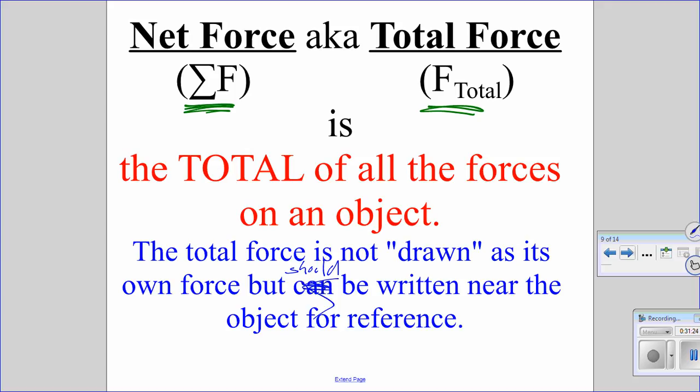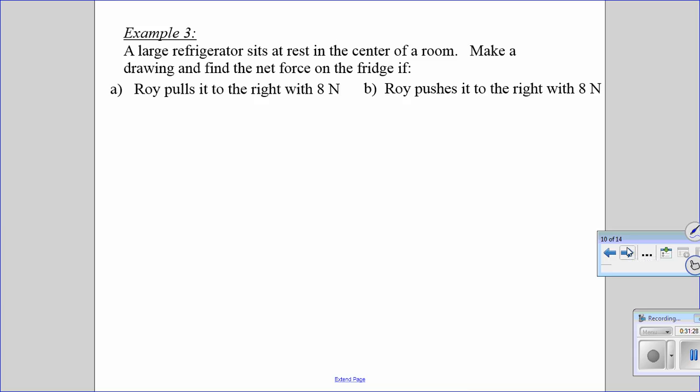All right, we are almost done then. The only thing we've got left here is some simple examples of finding net force. At this point, everything we're going to do is horizontal forces, so you're literally just adding a positive, maybe two positives or a positive and a negative. This first example is silly. We get a large refrigerator sitting at rest in the center of a room. Here's the refrigerator. It's sitting at rest, which means the velocity is 0.